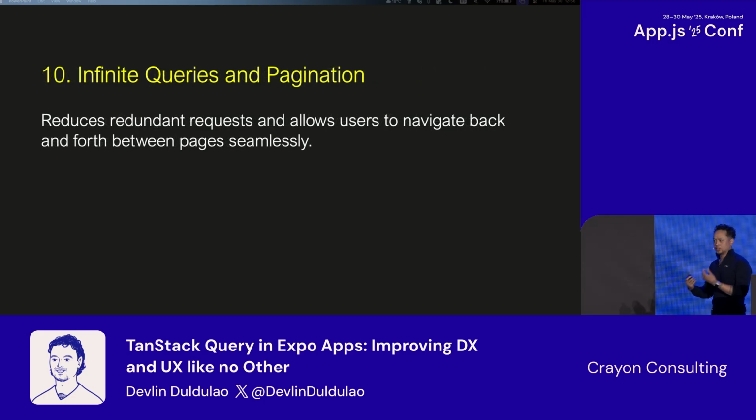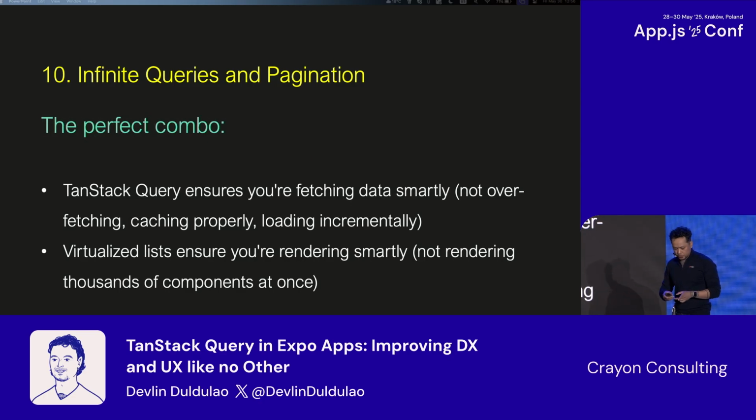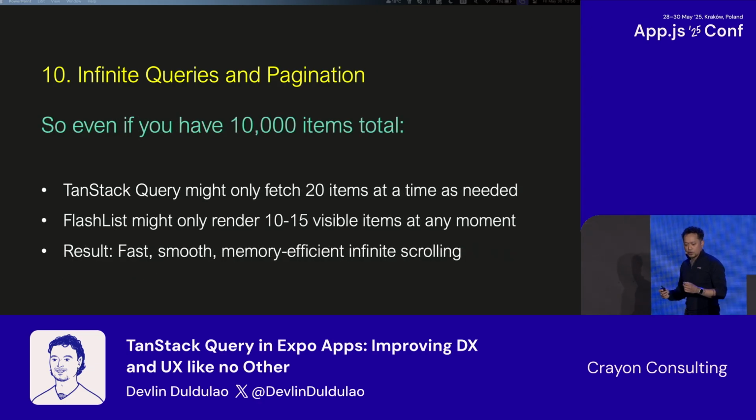Infinite queries and pagination. Well, I'm going to focus on this one. This is like a perfect combo. TanStack Query ensures you're fetching data smartly, not overfetching, caching properly, loading incrementally, and then virtualized lists like FlashList and FlatList ensure you're rendering smartly, not rendering thousands of components at once. So even if you have 10,000 items total, TanStack Query might only fetch 20 items at a time as needed. FlashList might only render 10 to 15 visible items at any moment. And then the result, you have this fast, smooth, memory-efficient infinite scrolling.